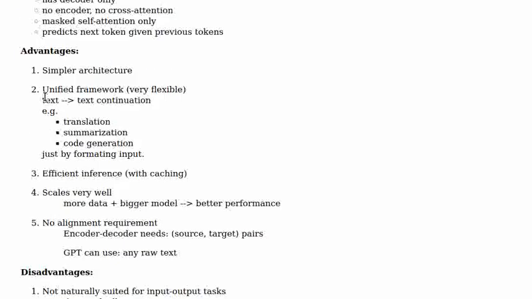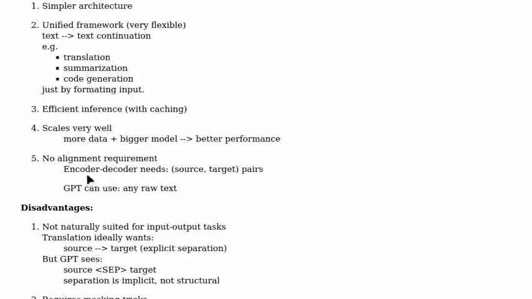2. It has a unified framework, which is very flexible. Everything becomes text-to-text continuation. This flexibility allows you to perform translation, summarization, or code generation simply by formatting the input appropriately. 3. It has efficient inference. At inference, it only needs to process new tokens. With key value caching, generation is very fast. 4. It scales very well. More data simply calls for a larger model, which leads to better performance.